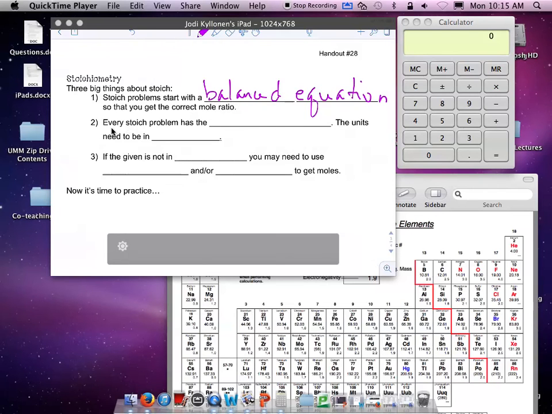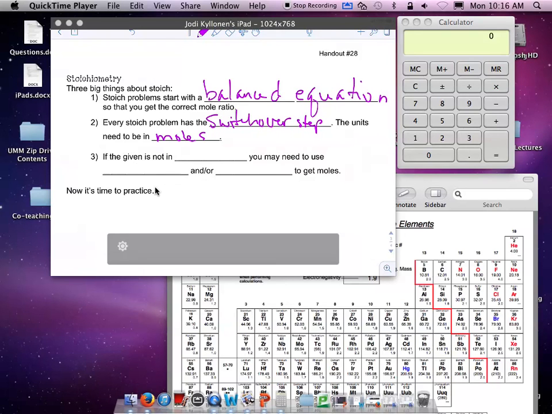After you have a balanced equation, every stoichiometry problem has that thing called the switchover step. That's where you go from moles of one thing to moles of the other thing, and the units need to be in moles. So if I give you your starting number in moles, you can do the switchover step right away. If I give you a number in grams, you have to get to moles before you can do the switchover step. And remember, the switchover step is that mole ratio like we just practiced.